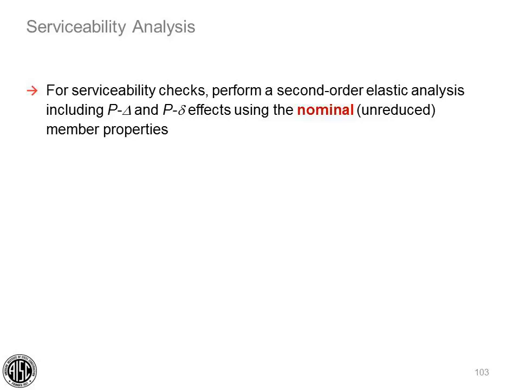We made our first pass for strength design using the reduced stiffness. Now we'll check serviceability with the strength-controlled member sizes. Remember, for the serviceability checks, we use the nominal unreduced member properties. So we toggle the stiffness reduction off in our 3D model, so the full stiffness is used, and then rerun the second order elastic analysis, still including both P big delta and P little delta effects.